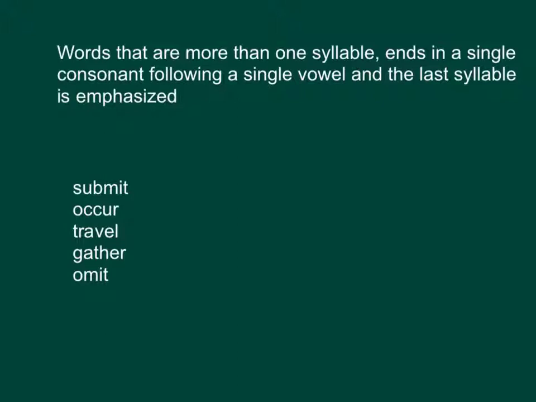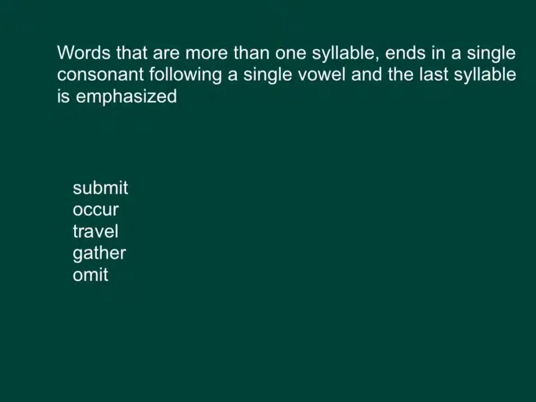Finally, if we have more than one syllable, but it still ends in a single consonant, and that single consonant still follows a single vowel, and the last syllable is emphasized, then we're also going to double the consonant. Put these 5 words on your activity page, and you might want to put submit into your writer's notebook just to make sure you get that 2-syllable example in there. And let's go ahead and do that one together.